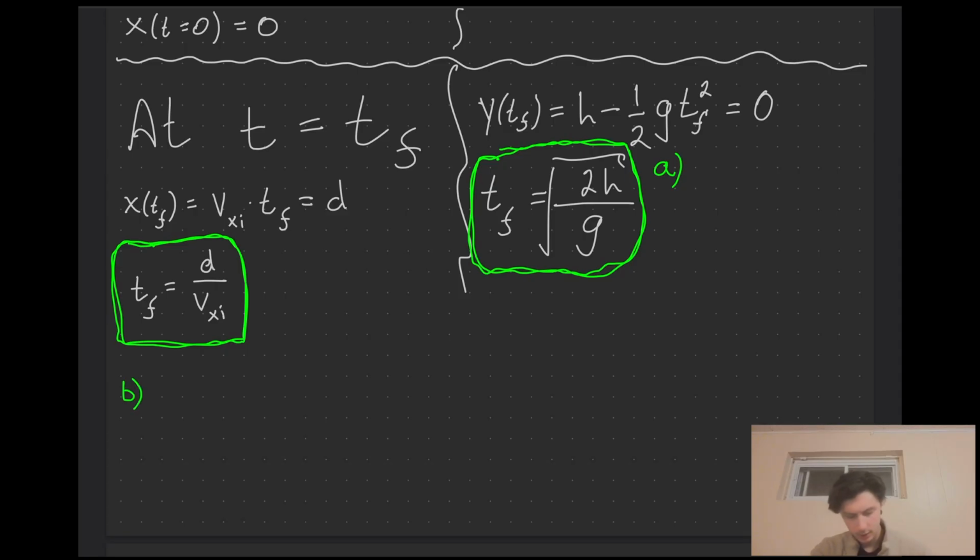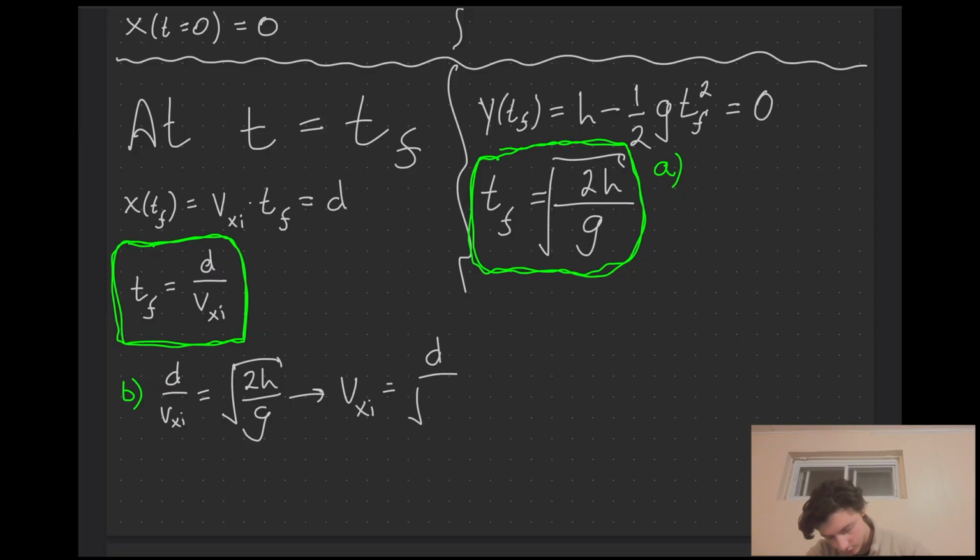I'm just going to equate those two equations. So on one side we have d over Vxi. On the other side we have square root of 2h over g. Now we can isolate for v. Vxi is equal to d over square root of 2h over g. And that is the answer for part B. You guys see it took a long time to set up the problem, but now we're kind of swimming.